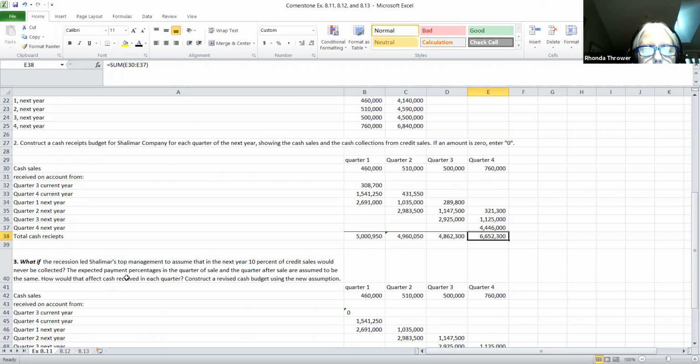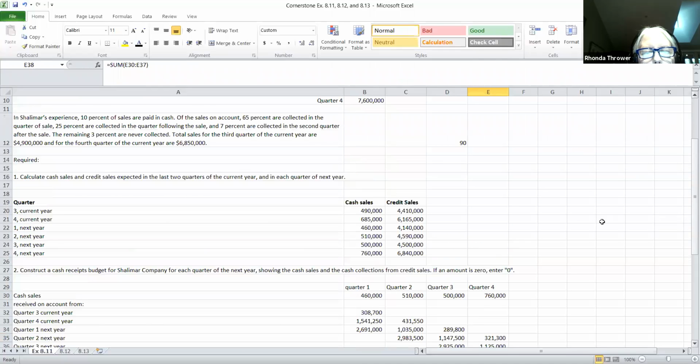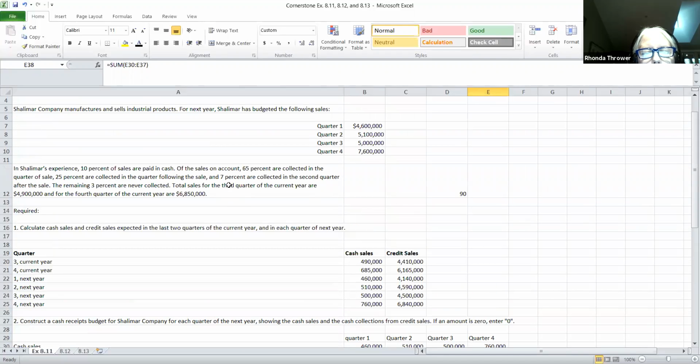In the next part of this, they've given you a what if analysis. They're doing basically the very same thing that you did before, except they've changed the percentage. And so if you read right here, it says the recession led Shalimar top management to assume that next year 10% of the credit sales would never be collected. So rather than where they have here 7% are going to be collected, or 3% are never going to be collected, 10% are never going to be collected now.